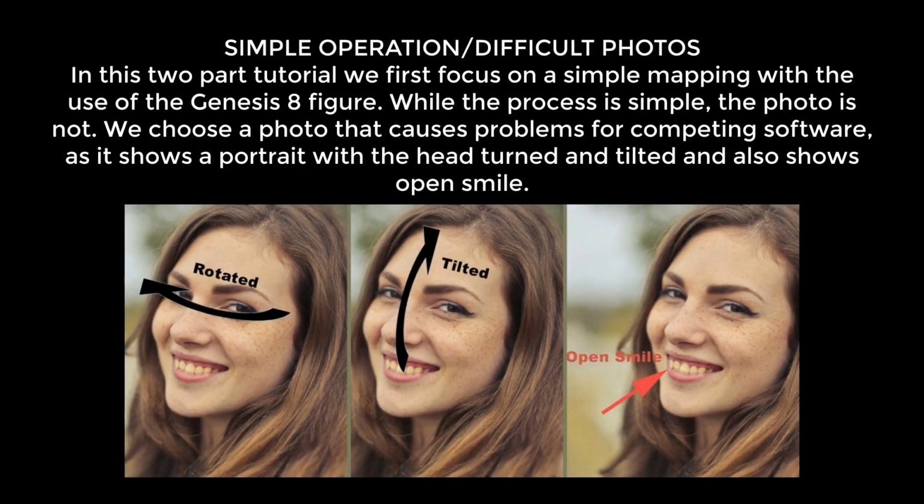Simple operation, difficult photos. In this first part of the tutorial, we'll focus on a simple mapping using the Genesis 8 figure. While the process is simple, the photo is not. We chose a photo that causes problems with competing software, as it is a portrait with the head turned and tilted, and also featuring an open smile.